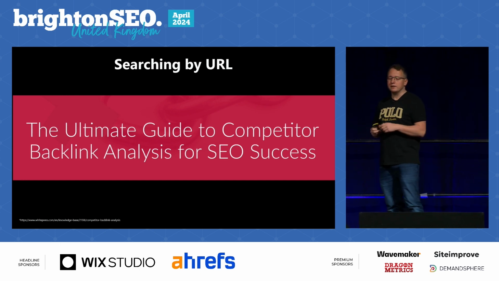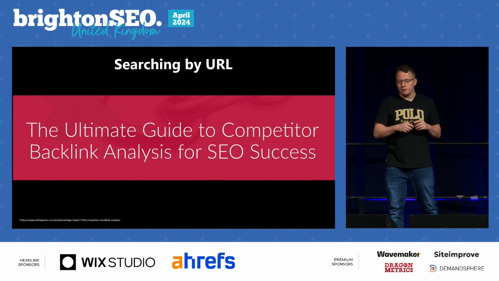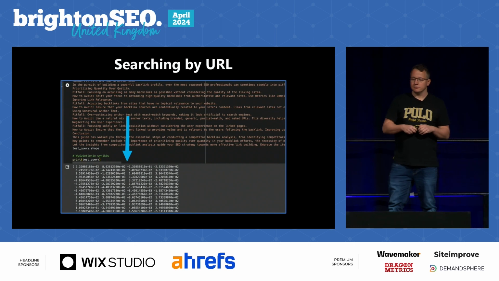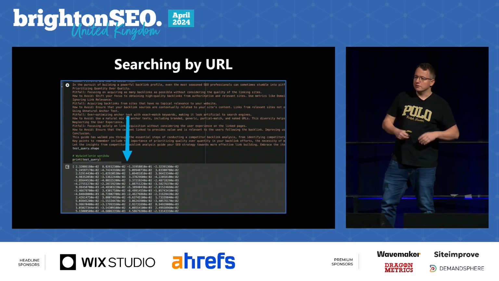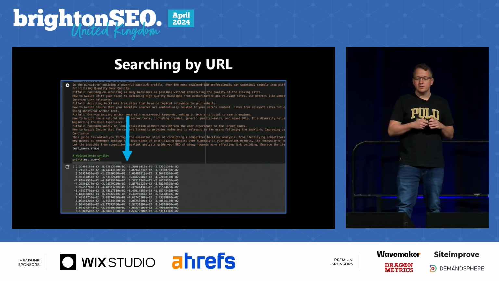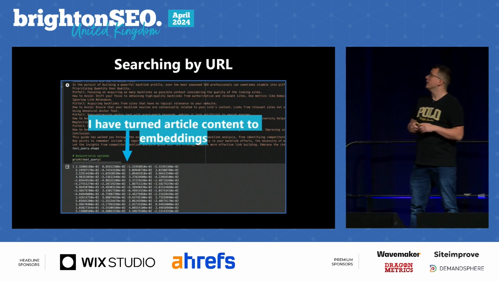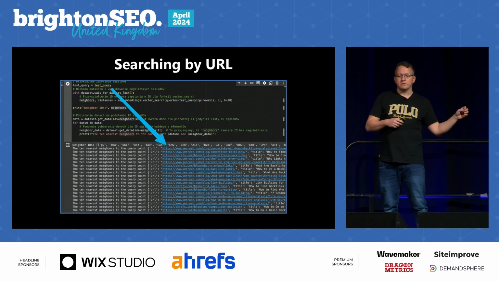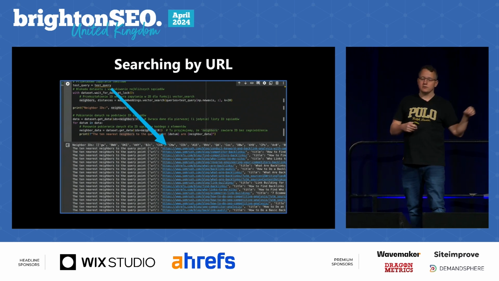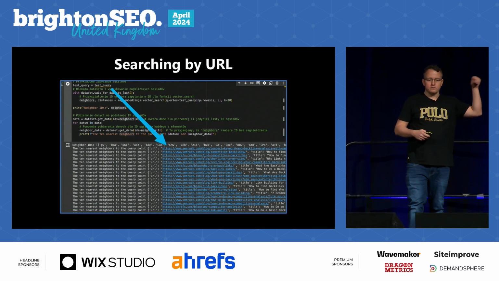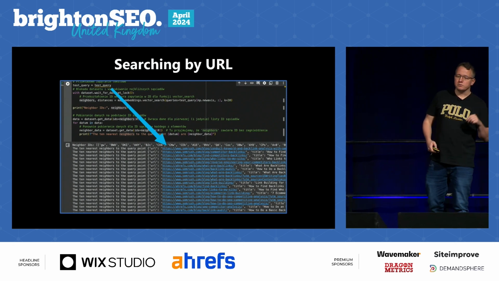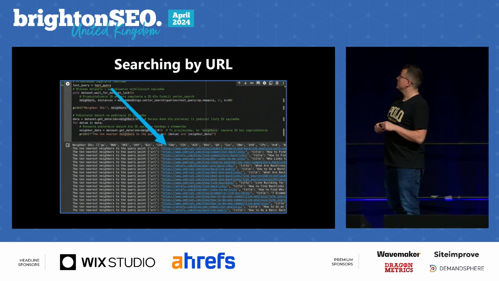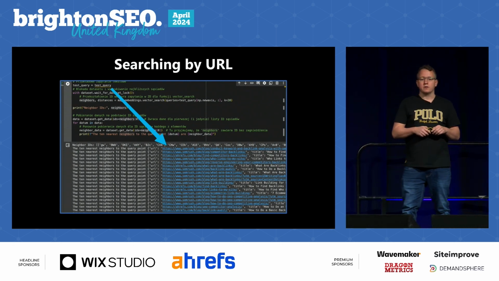This is the ultimate guide to competitor backlink analysis for SEO success. And I turn the website content to embeddings, so this is the vector representation of that content. I have turned the article to embeddings. And right now I don't have to use the keyword to look for the best matching URLs, but I can use the content from the website that was transformed to embeddings to look for the best URLs on Ahrefs, Moz, and SEMrush to target that URL.